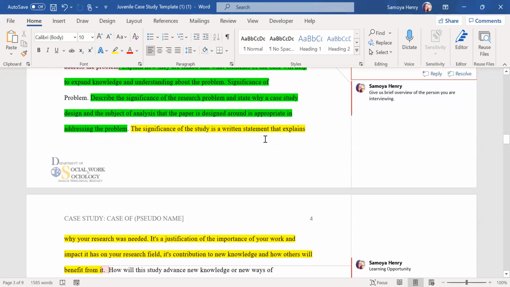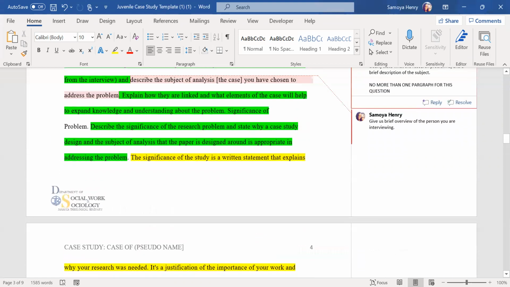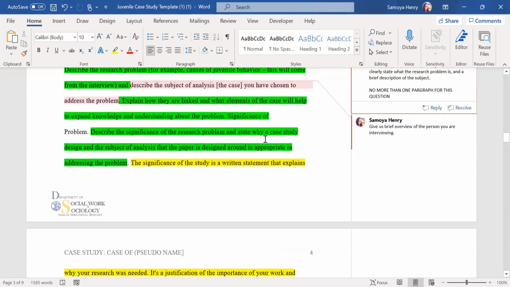So in the green are the instructions. In the yellow is what? Your learning opportunity. It is explaining to you what the significance of the problem really means. To describe the significance of the research problem and state why a case study design of the subject analysis is appropriate. So you want to justify why it is that you need to do this study.